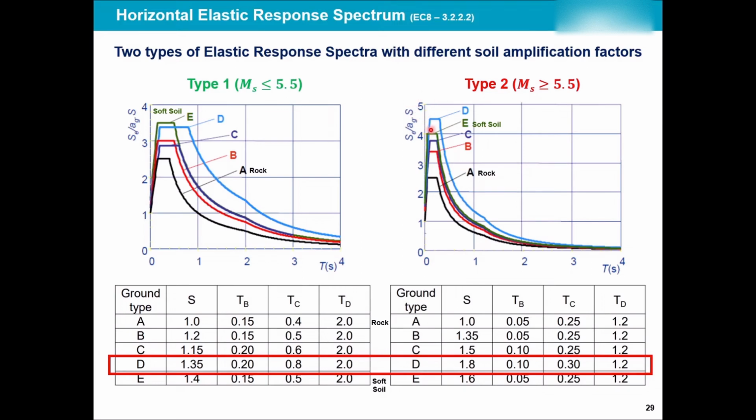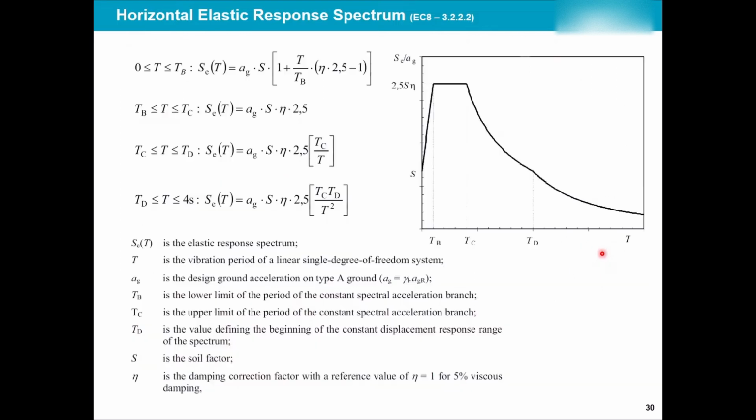So higher acceleration will result in higher force, and higher force will result in bigger sections and more cost. As you can see, both of them are divided based on their ground types. You can see the rock has lower accelerations, while the soft soils D and E have higher acceleration. As expected, the wave of the earthquake propagates through soil, soft soil, and it amplifies, while in rock it kind of stays the same, as we discussed in the initial slides.